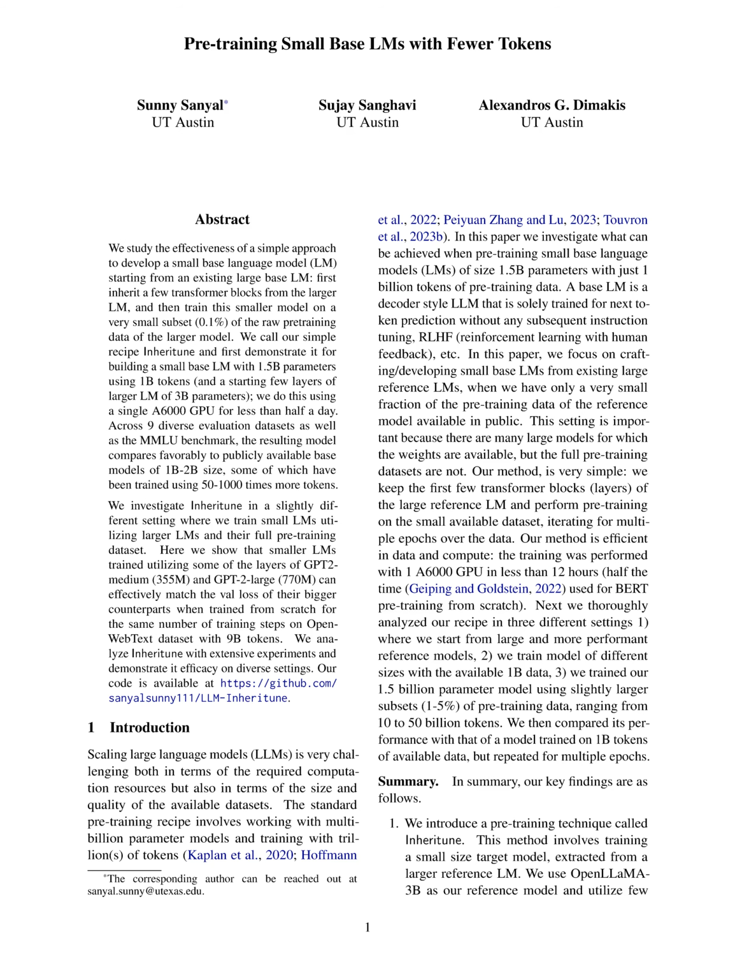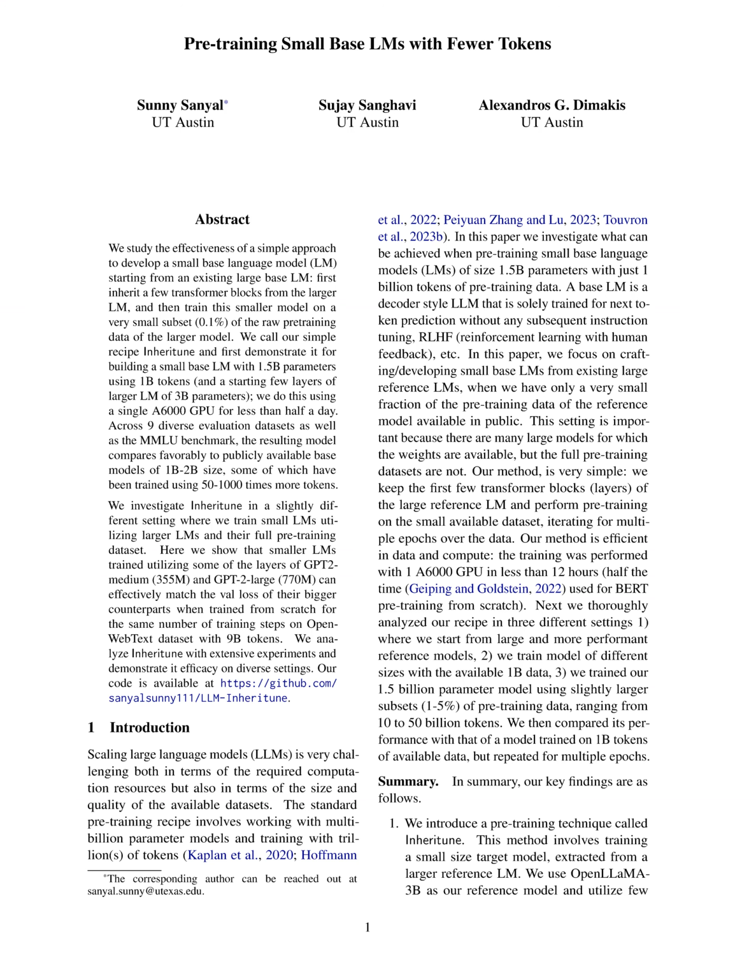Step 2. Train. The target model is then trained for a given number of epochs, e, on the available training data, which is a small subset of the full pre-training data of the reference model. The training is performed with the available data, iterating over it for multiple epochs.